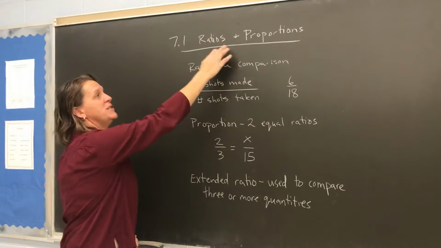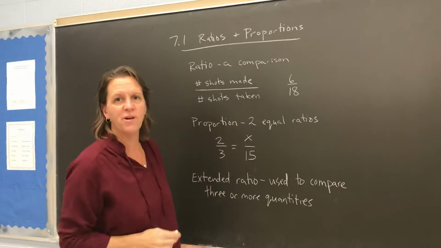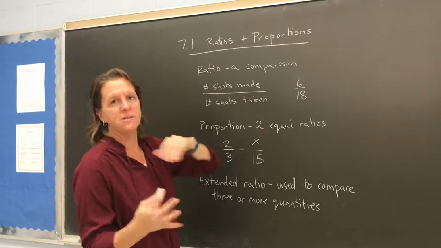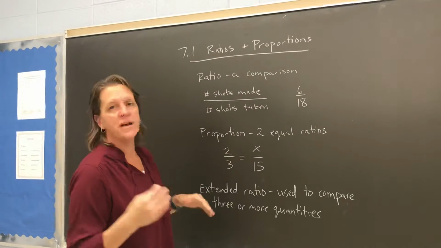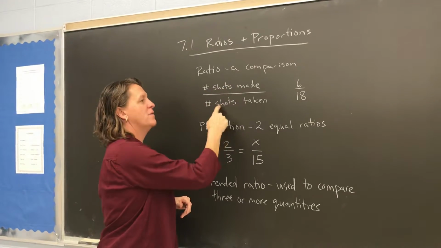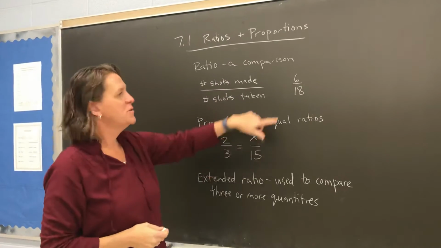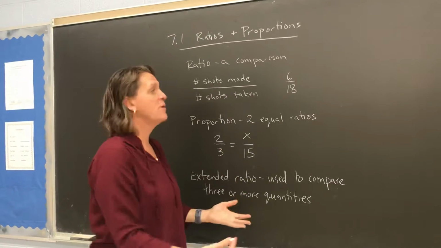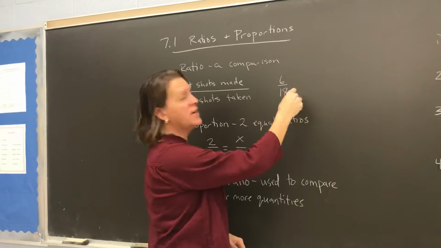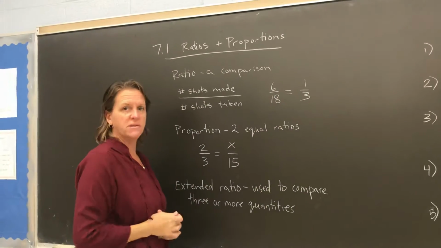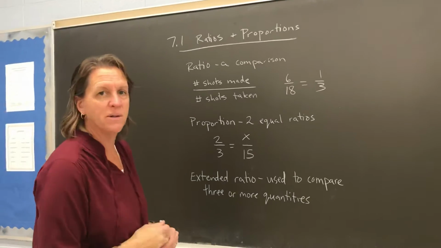7.1, ratios and proportions. These are just fractions. You've seen them before. A ratio is a comparison. Imagine you're shooting a basketball, and it's shots made over the number of shots taken. So I make 6, but I shoot 18. What would the ratio be? Remember, with fractions, we always reduce. So I'm making 1/3 of my shots, okay? Which isn't very good, by the way.